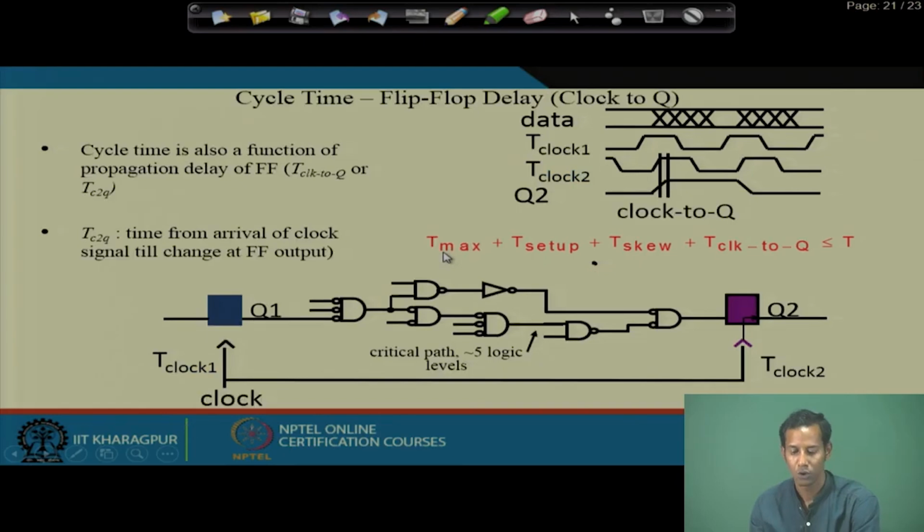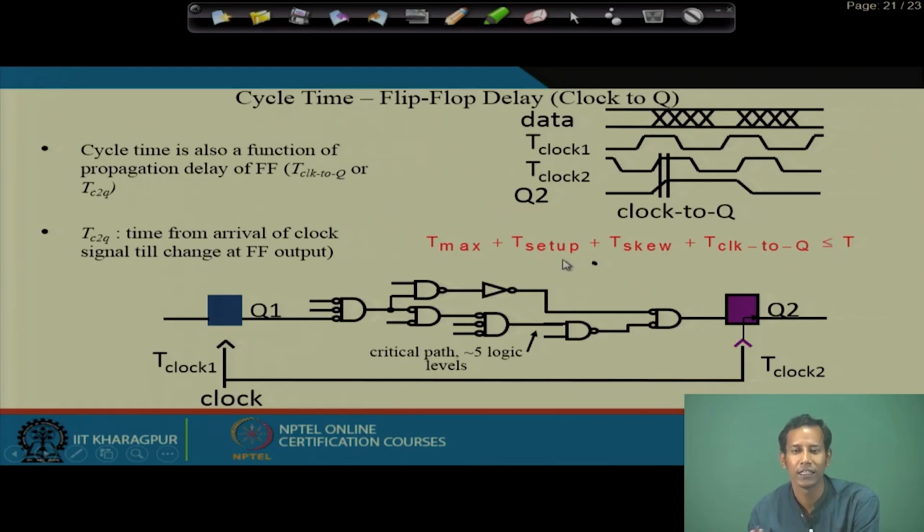Okay. Again, we have already considered the cycle time as T PD or T max plus T overhead. Here that T overhead is nothing but the clock to Q delay, that is, from the clock pin to the Q. So the combinational part, then the setup time requirement, then the skew requirement, and then the delay of this particular register, which is the clock to Q delay. The summation of all these four terms defines the final cycle time of my circuit.